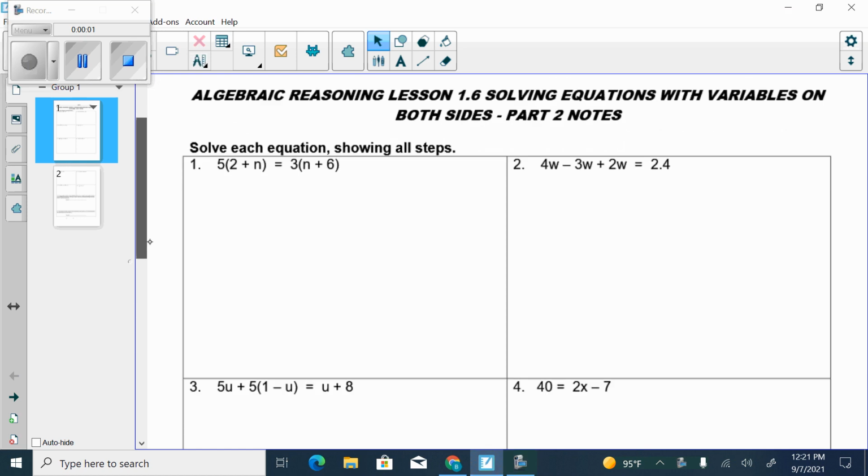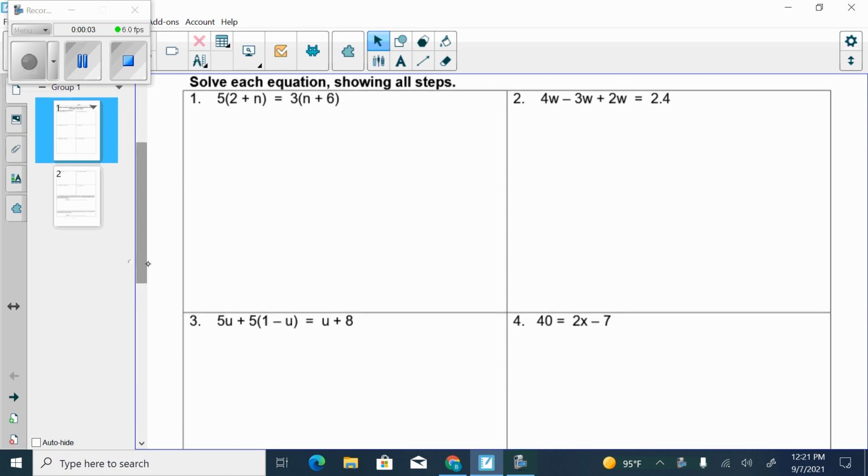On example 1, what should I do, guys? Distribute the parentheses. Very good. So I got 10. Then what? Good. 3. Very good. Plus. Nice. And now that we've distributed, we can start solving.